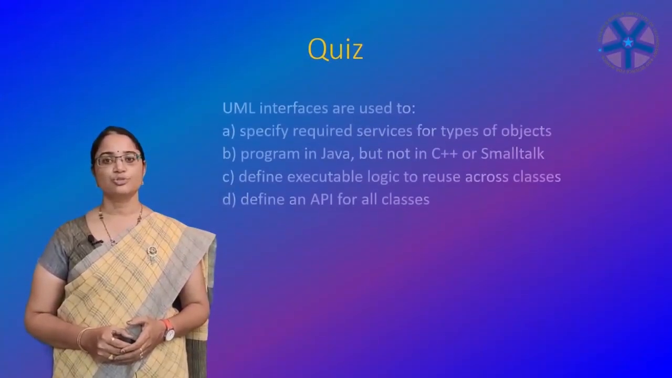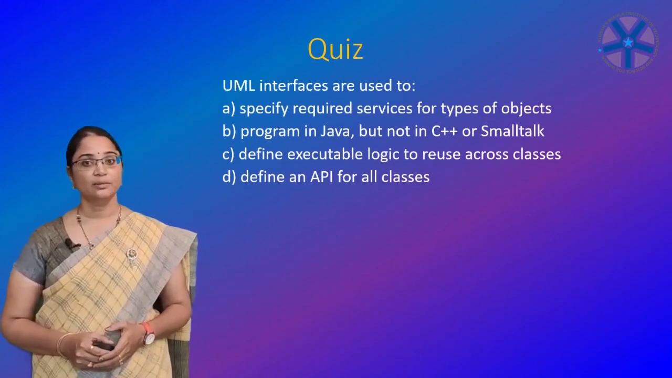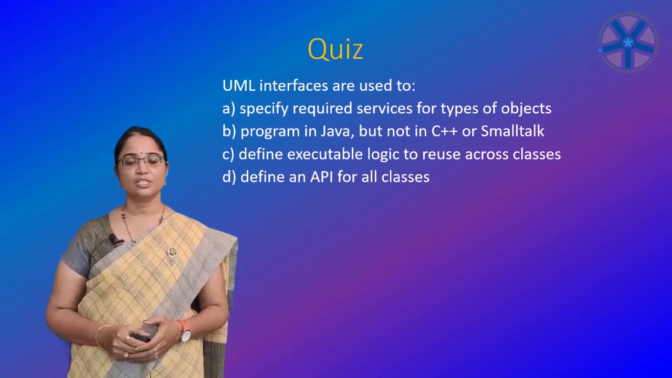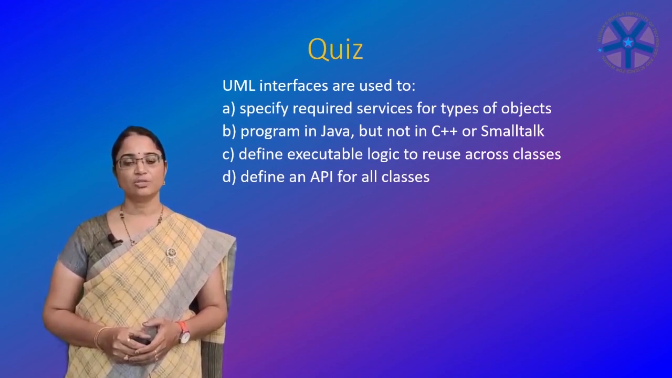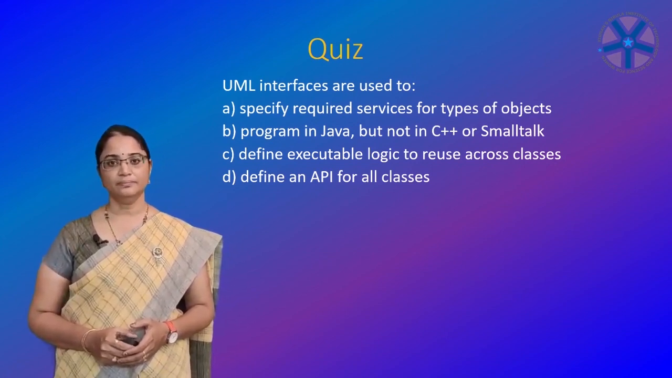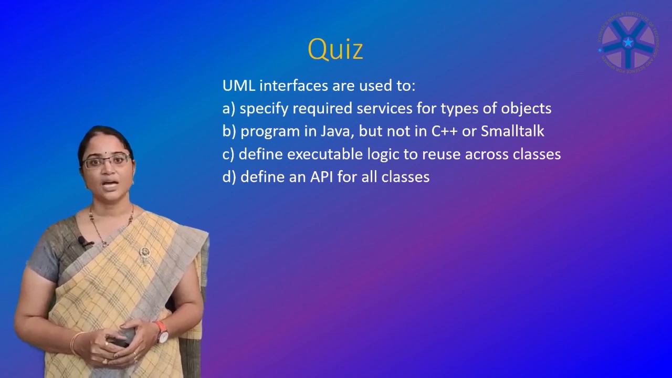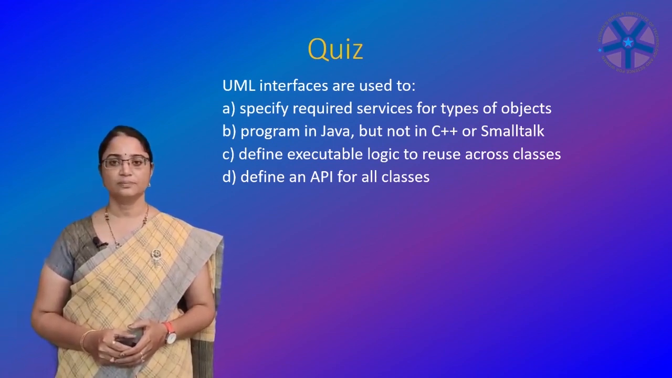UML interfaces are used to specify required services for types of objects, program in Java but not in C, C++ or Smalltalk, define executable logic to reuse across classes, define the API for all classes. The answer is specify required services for types of objects.